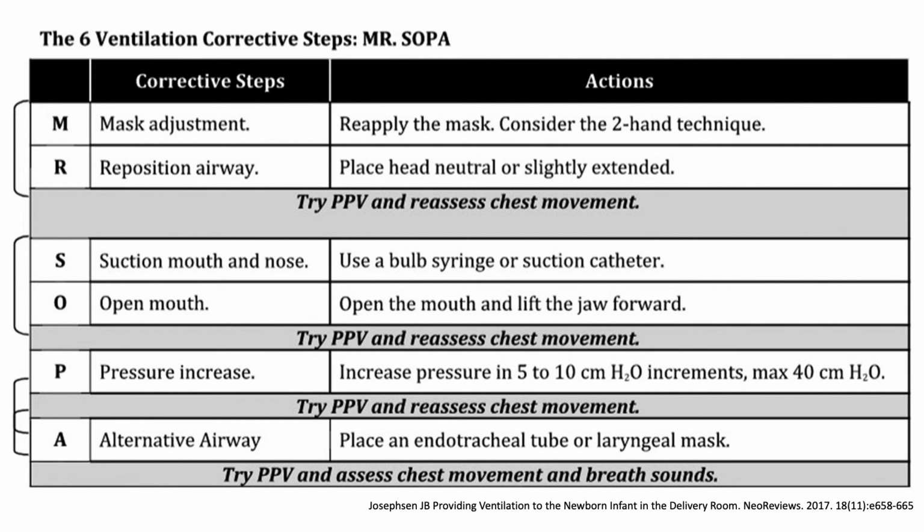And as a last resort, we can try an alternative airway. Endotracheal intubation is an advanced airway skill, and if you're able to do it, this is probably the best way to deliver good positive pressure ventilations to the lungs. If an endotracheal tube is unsuccessful, you can place a supraglottic airway device, so an LMA or a laryngeal tube.